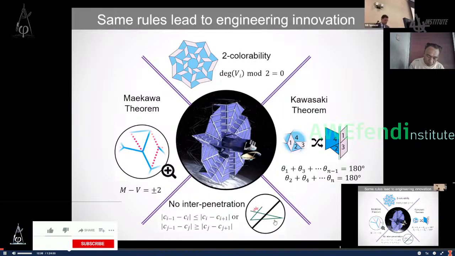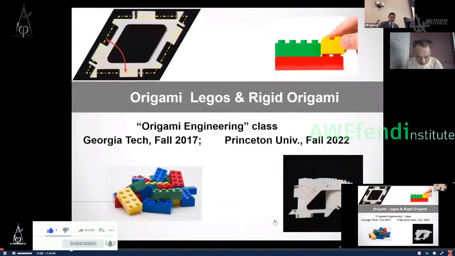Another idea is that if you pick up the vertex and just number the angles in sequence, then you can see that all the odd angles add to pi, add to a straight line, all the even angles add to a straight line. And we should have no interpenetration of folds.